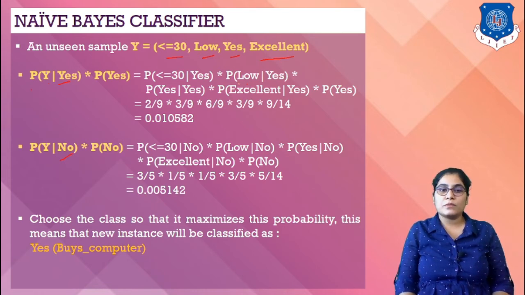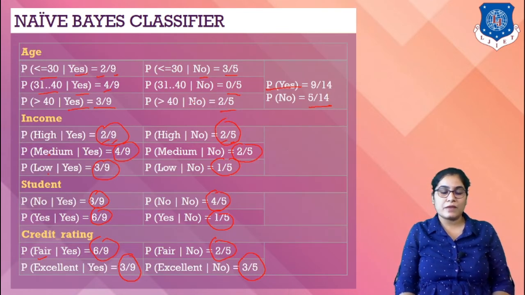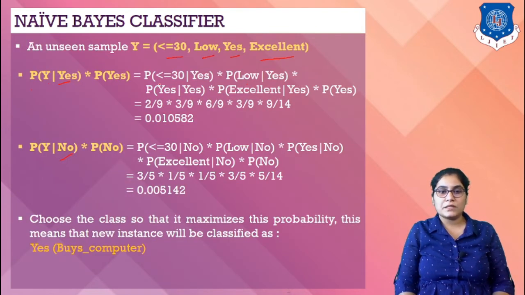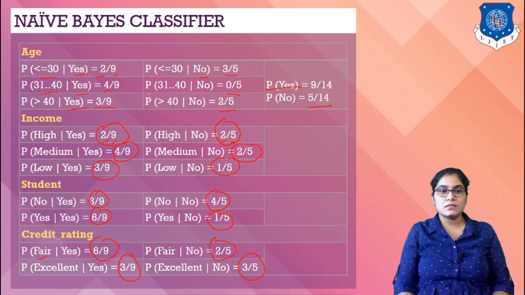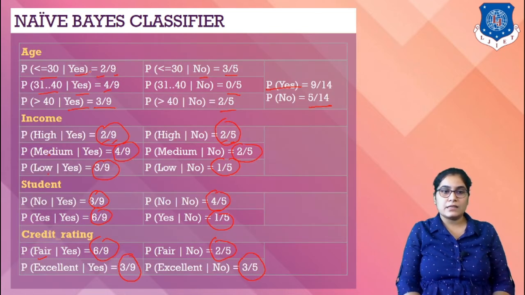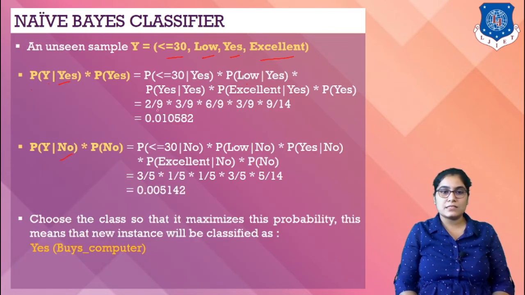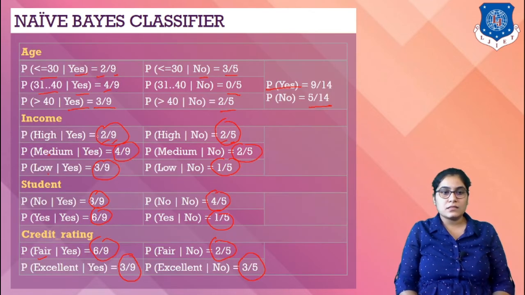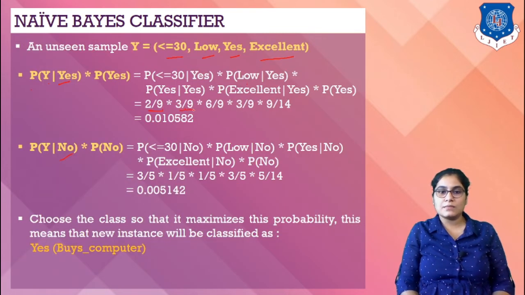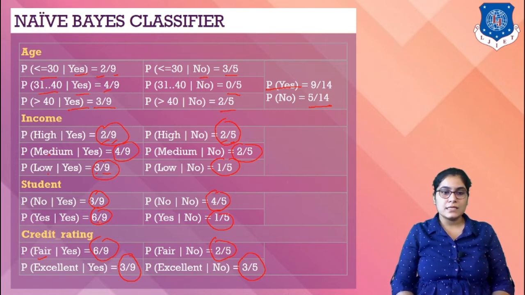These values will be obtained from the previous table where we calculated all the probabilities. First we require the probability of less than or equal to 30 and yes, which is 2 by 9. So we are considering 2 by 9. Next, the probability of low and yes is 3 by 9, so we have considered 3 by 9. Next, the probability of yes and yes is 6 by 9.